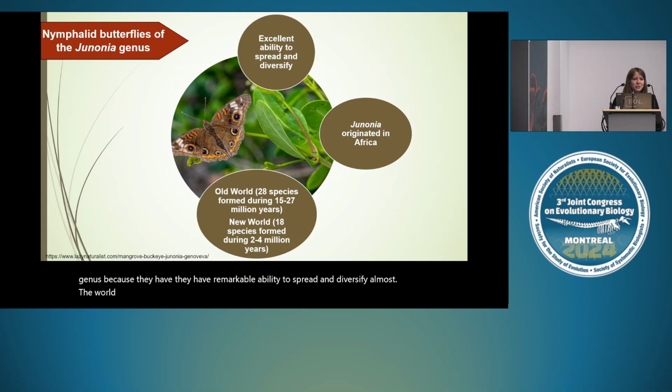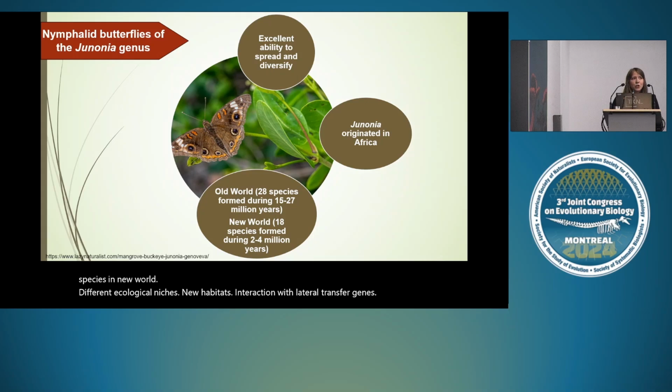Butterflies of the Junonia genus originated in Africa in the Old World 27 million years ago, and they diversified in the Old World, with 28 species currently known. They crossed the ocean to get to the New World 4 million years ago, which was the start for 18 new species in the New World. Different ecological niches and new habitats, in interaction with lateral gene transfer, influence the growth of speciation in the New World.